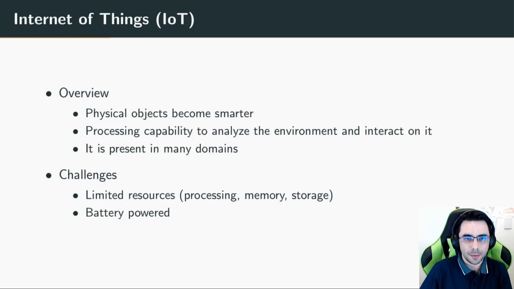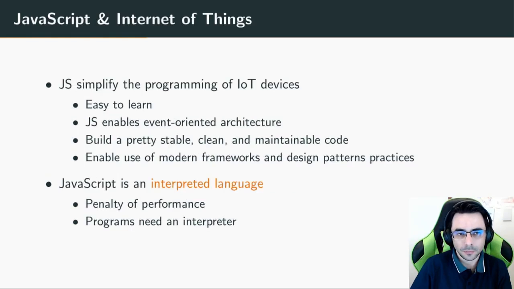IoT is a paradigm in which everyday objects can connect to the internet and interact with the environment through sensors and actuators. IoT solutions are proposed in several segments. They have limited resources in terms of processor, memory, and storage, and they are typically battery-powered. JS can simplify the programming of IoT devices because it is easy to learn and mainly by supporting event-oriented architecture.